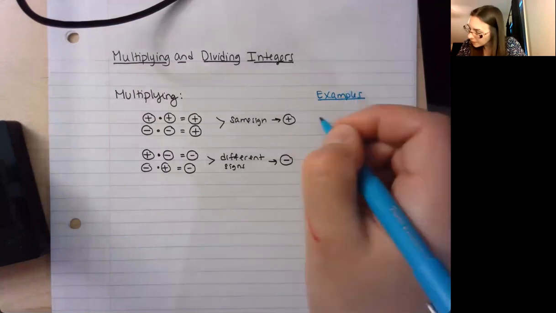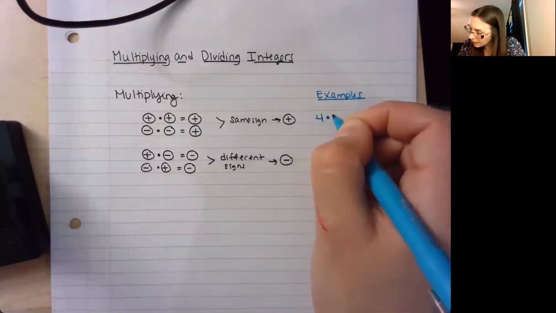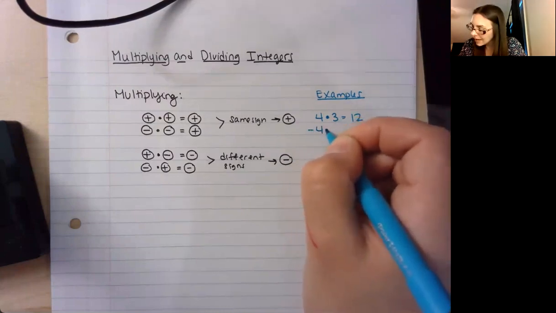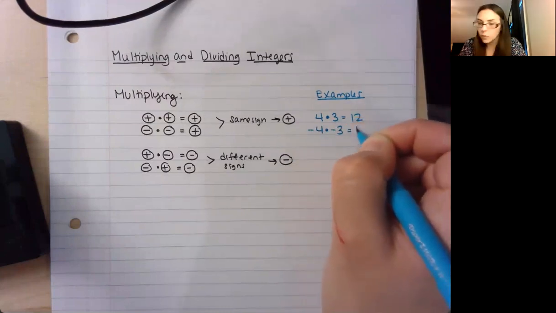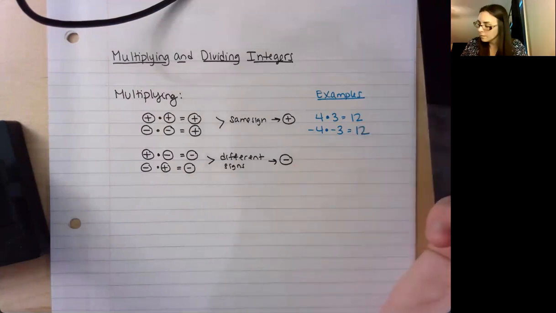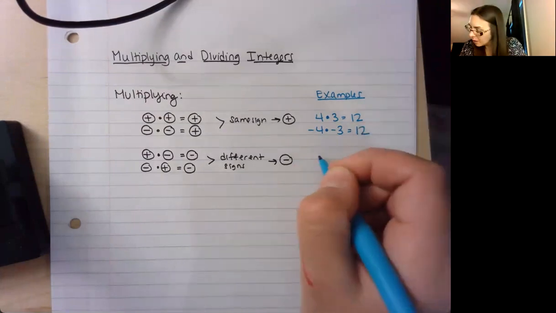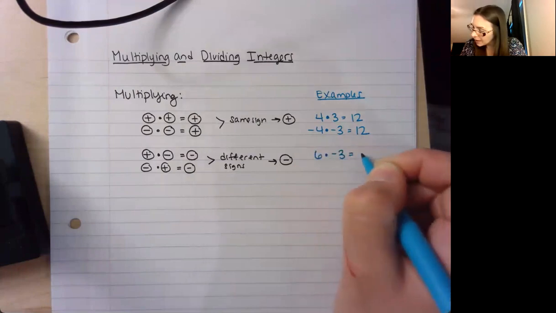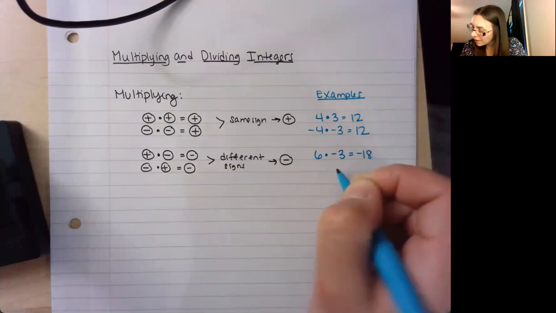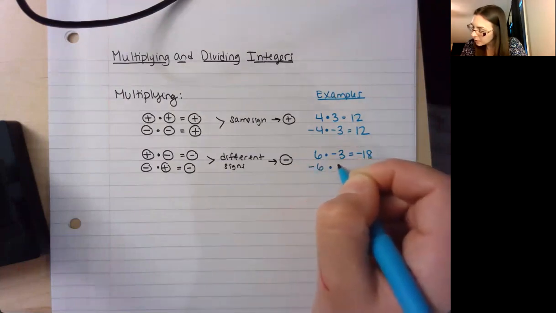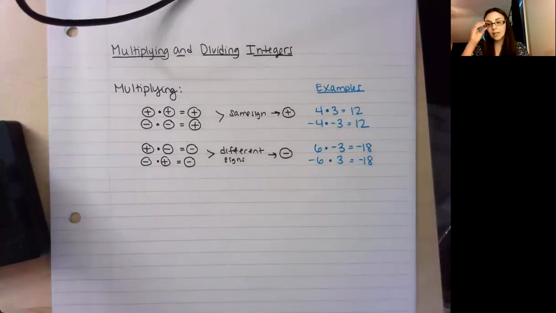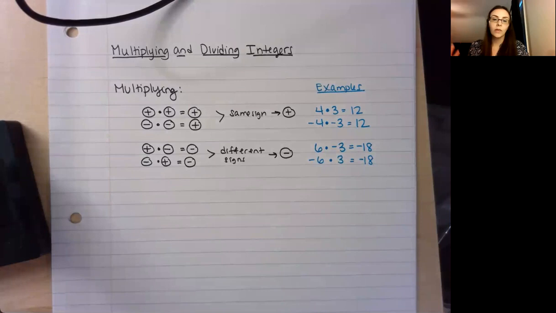So for instance, something like 4 times 3 is obviously still 12, but something like negative 4 times negative 3 becomes positive 12 as well. If I have positive 6 times negative 3, I end up with negative 18. Or if I have negative 6 times positive 3, I also end up with negative 18. Okay, so when you have the same sign when you're multiplying, you get a positive answer. When you have different signs when you're multiplying, you get a negative answer.